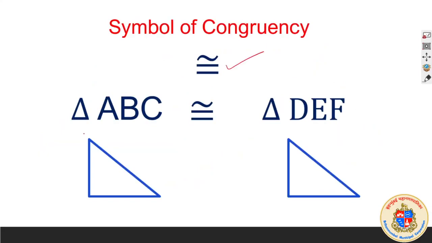So here, triangle ABC is congruent to triangle DEF, which means both are equal in all respects, the same in all respects. One can be fit on the other. We can place one on the other. Then the triangles are congruent, and this property is named congruency.